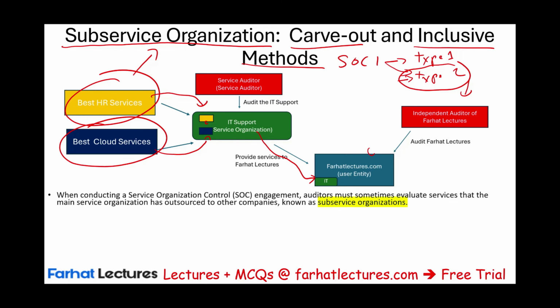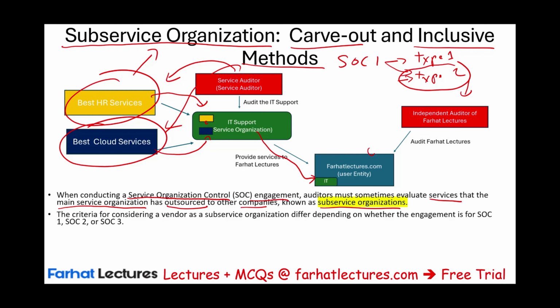So IT Support is the service organization. The other organizations are serving, and who are they serving? They are serving IT Support, the service organization. They are called Subservice Organizations. So when conducting a service organization control engagement, a SOC engagement, an auditor must sometimes evaluate services that the main service organization has outsourced to other companies, known as subservice organizations. So the service auditor, the auditor of Best IT Service, might have to look at Best HR Services and Best Cloud Services. They may or may not. It depends on different factors.